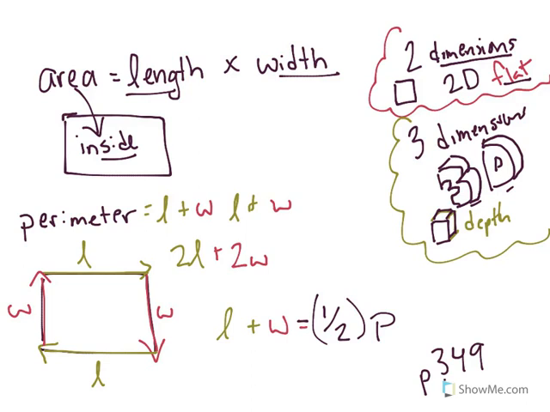And then for perimeter, remember the perimeter is the distance around the outside of a shape. So you have your length, and then add that to your width, and then add that to your length, and then add that to your width. Or another way to do that is 2 length plus 2 width, and that'll get you your perimeter. And because 2 length and 2 width equals your perimeter, it's also true that 1 length and 1 width is half of your perimeter, and that's really helpful sometimes when you're solving these word problems. So let's go ahead and jump into it.